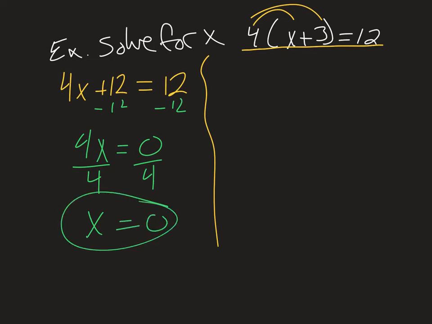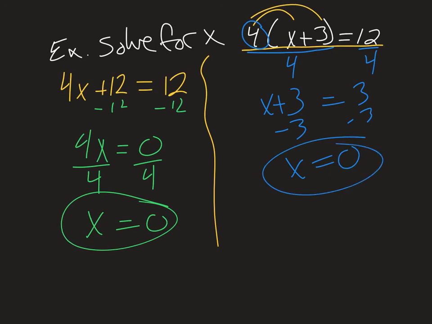The other method is I could look at this expression and think, okay, I could get rid of this 4 right off the bat. So divide everything by 4 right from the start. And that would leave me with x plus 3 equals 3. Subtract the 3, and x equals 0. Both methods totally work. It's just a preference on what you like.